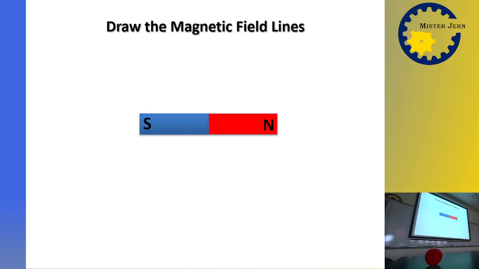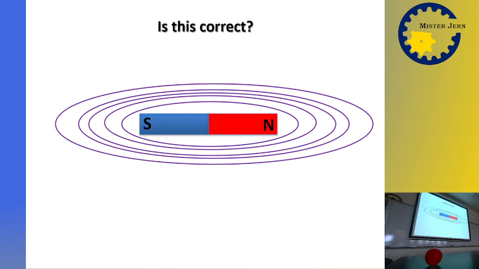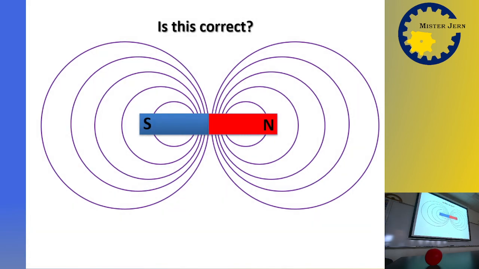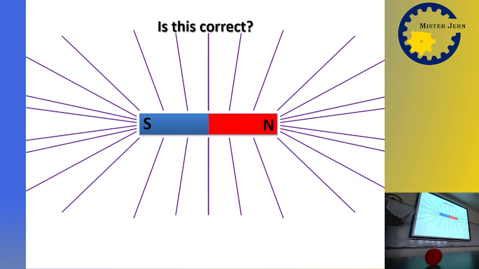Almost done. Mentally draw the magnetic field lines. Does it look like that? No. Does it look like this? No. A little bit. They're coming out the middle, and I just got done saying the middle is the weakest point, so that's not it.